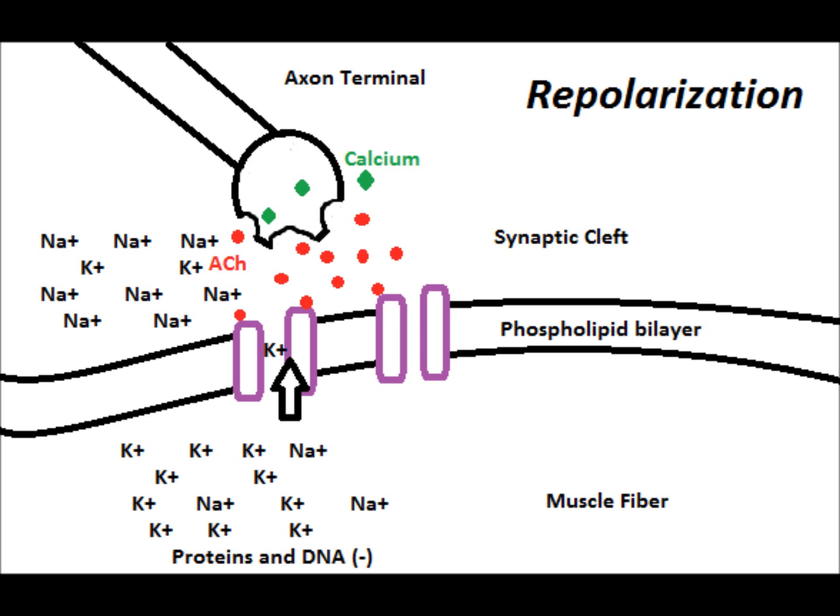Since the inside of the cell is now positive and the outside is negative, the cell wants to return to a balanced charge. In order to do this, potassium exits the inside of the cell, which causes the inside to return to a negative charge and the outside to a positive charge. This is called repolarization.